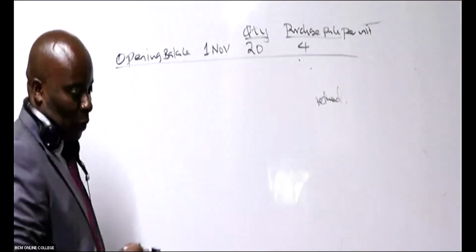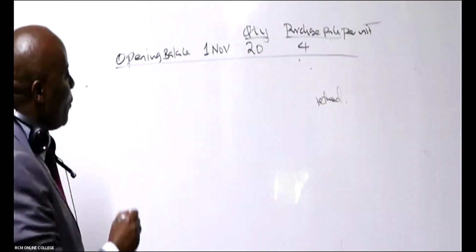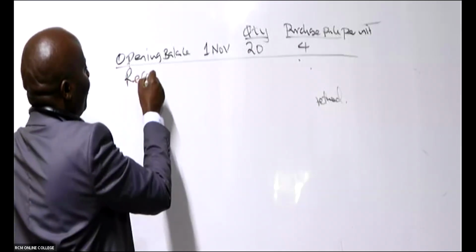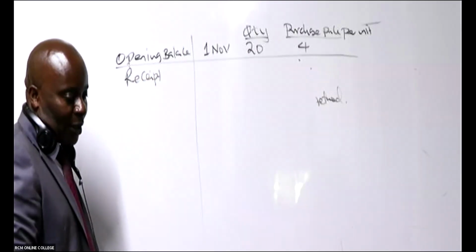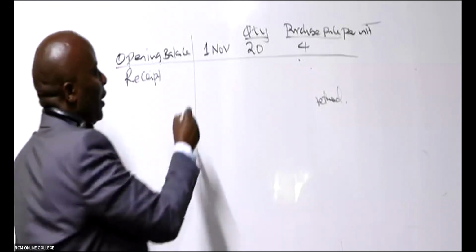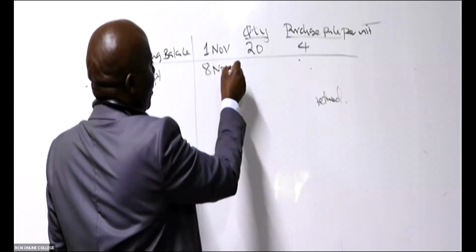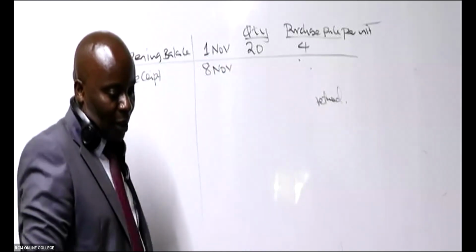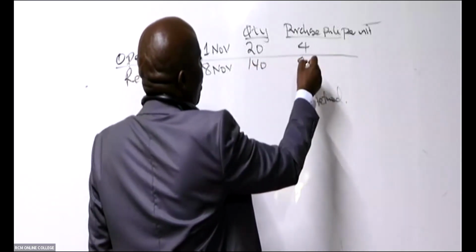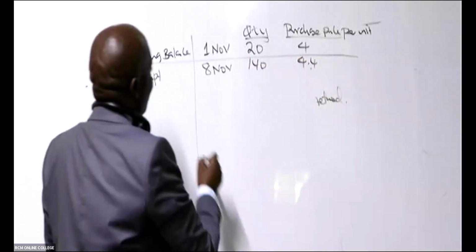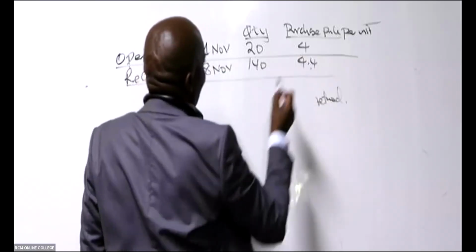We go to the second item. We received. So receipt, ladies and gentlemen, we have 8th November. The quantity was 140. And each unit was going for 4.4.